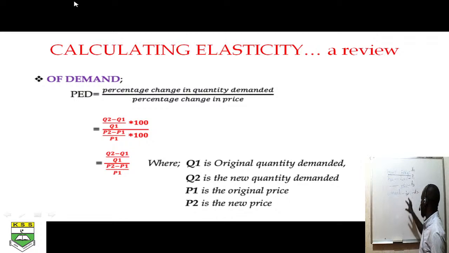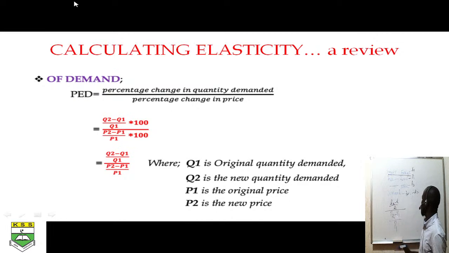Now, once you have this information, it's a matter of getting our formula where we say Q2 minus Q1 over Q1, all divided by P2 minus P1 over P1. Now, you know where the 100s have gone. Remember, it is percentage, but the 100s have cancelled out. So, once you have this formula and you have your information, it's just a matter of substituting.